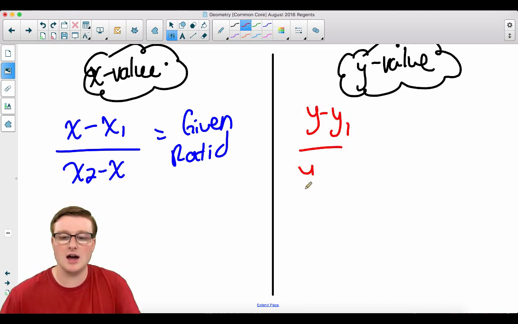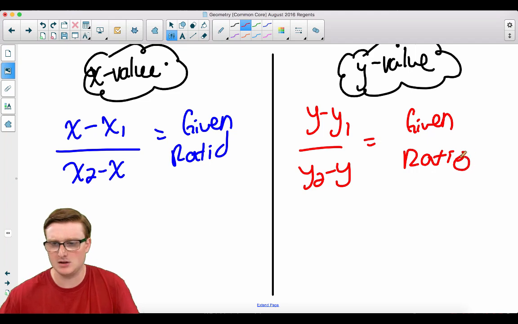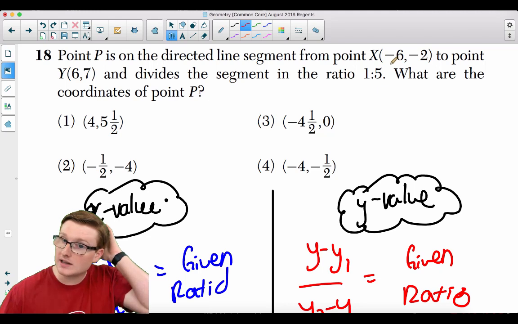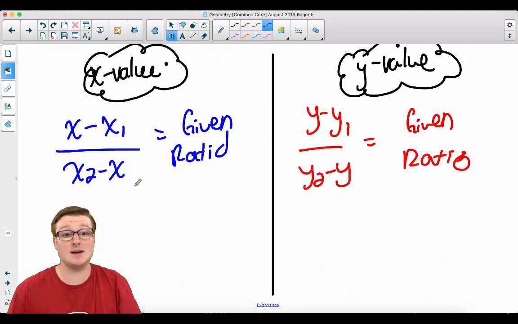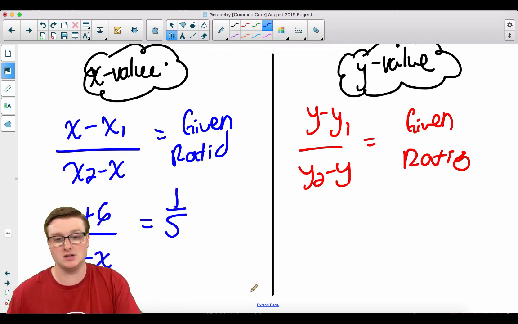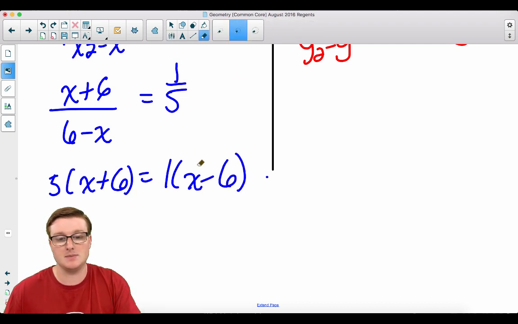And when you partition a line segment, it just simply means that the point is in a weird location on the line. All right, so these are your two formulas that you need to know. Your x point is your x1, y1, and your y point is your x2, y2. I am then going to plug in this information separately. So you get x plus 6 over 6 minus x is equal to the given ratio of 1/5 expressed as a fraction. Then you cross multiply, so we get 5 times x plus 6 is equal to 1 times 6 minus x.